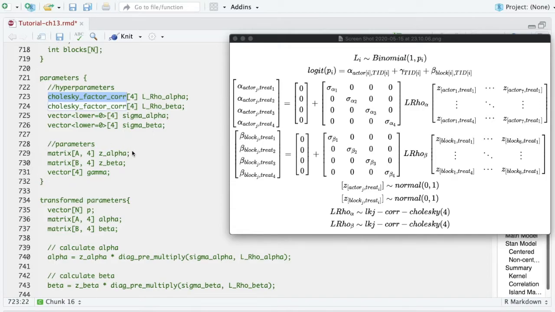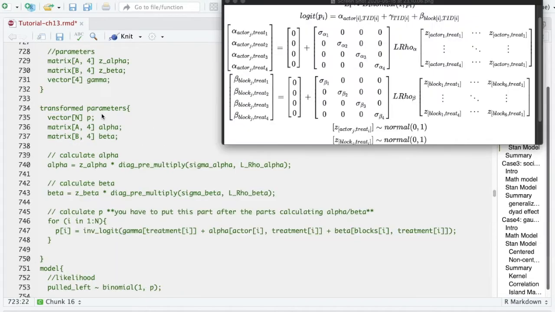You may be a little bit confused about the parameters block, why I set the parameters to be Z alpha. That's because alpha, the parameters we actually want, is calculated by mu plus Z times A. We have to define Z first, and then in the transformed parameters block, we can calculate A. Things get clearer if we look into the transformed parameters block.